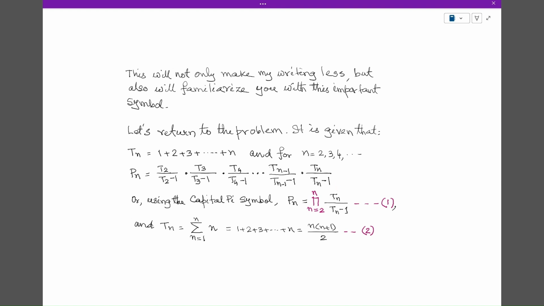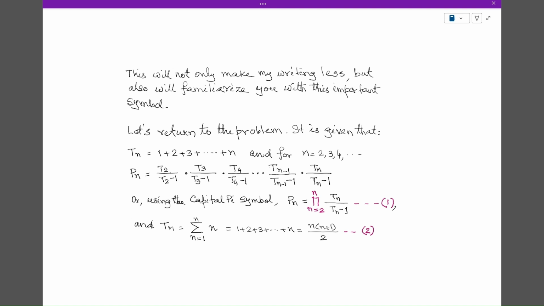Now, in the term Tn, n is changing from 1 to n, but in the term Pn, remember that n is starting from 2 and then it is going on for integral values. Or by using the capital Pi symbol, we can write Pn is equal to pi of Tn divided by (Tn minus 1) when n varies from 2 to n. Let us call it equation 1.